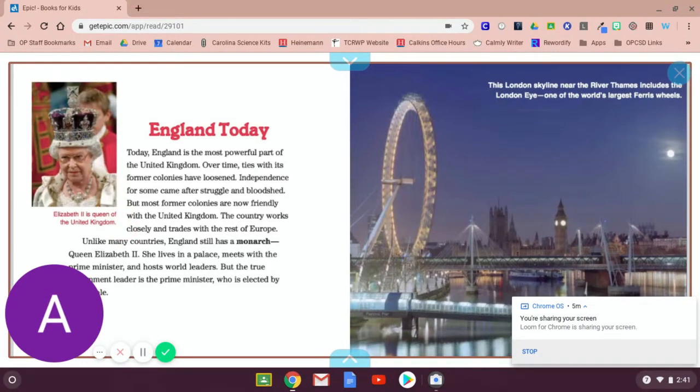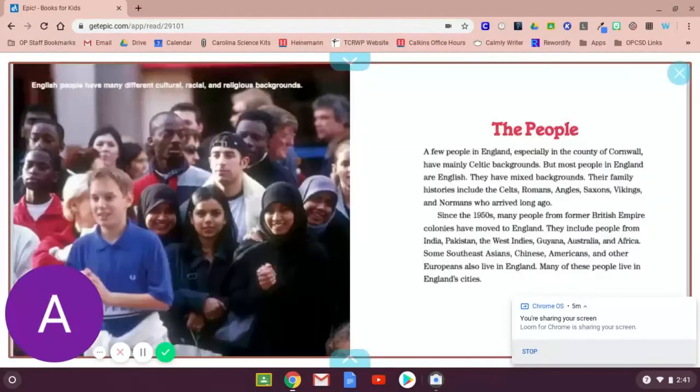All right, so now I'm going to go ahead and flip the page, and I'm going to look at the people. Okay, so here I am, the people. I'm going to read this section, and I bet you this image will help us clarify what this section is about. And I'm also going to read that label.